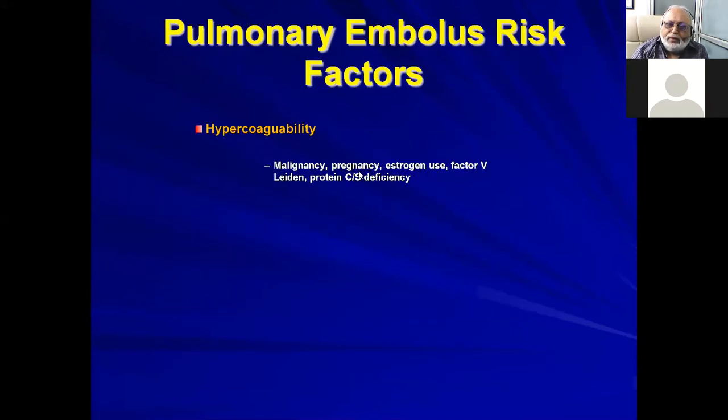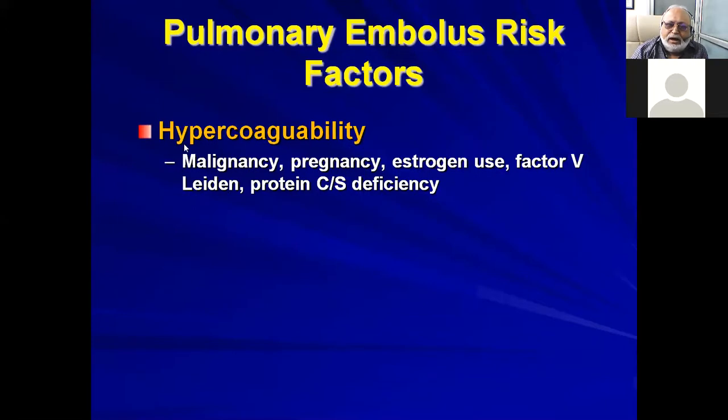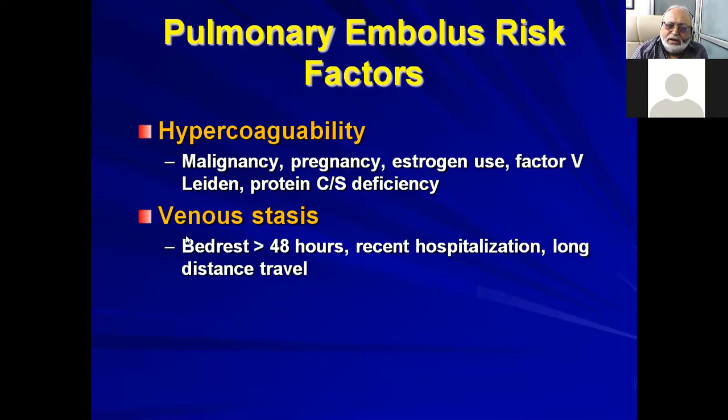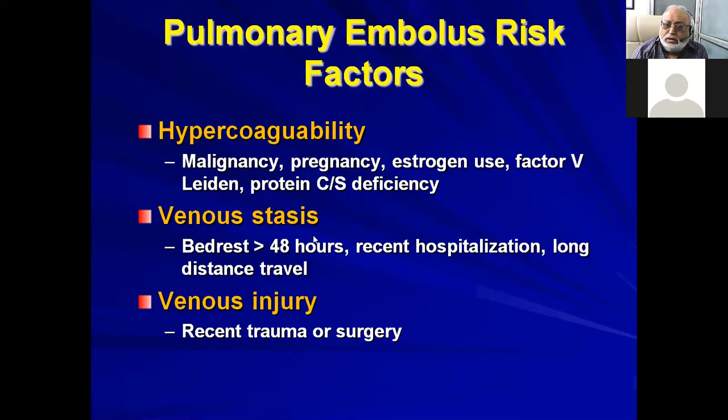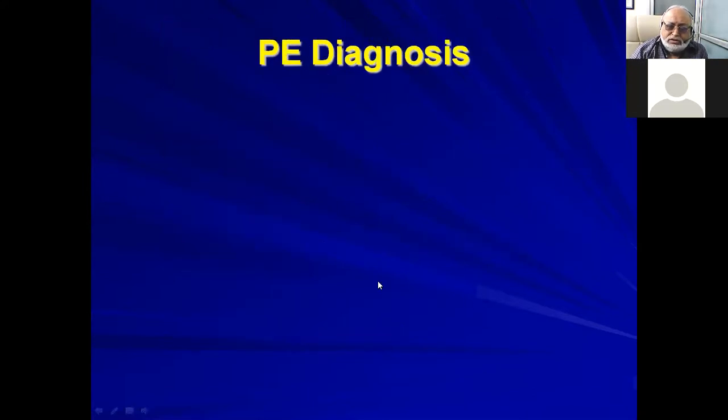If you look at pulmonary embolism, the risk factors are, number one, hypercoagulability. And this is often seen in patients with malignancy, in pregnancy, in those who are using estrogens, factor V Leiden, protein C and S deficiency. Then venous stasis, like bed rest more than 48 hours, recent hospitalization, long distance travel, especially long distance flights, venous injury, recent trauma, or surgery.